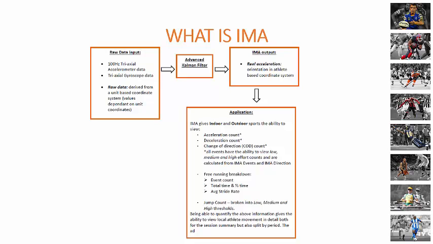And we can get that indoors and outdoors, which is really important because we won't miss data if we're tracking accelerations outdoors and we go inside. Now we have the ability to not miss that data once we go inside. And what we get out of IMA are acceleration, deceleration, and change of direction counts in low, medium, and high effort bands or zones, whatever term you prefer there.